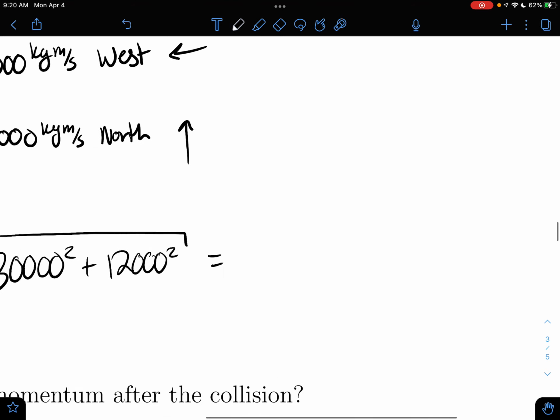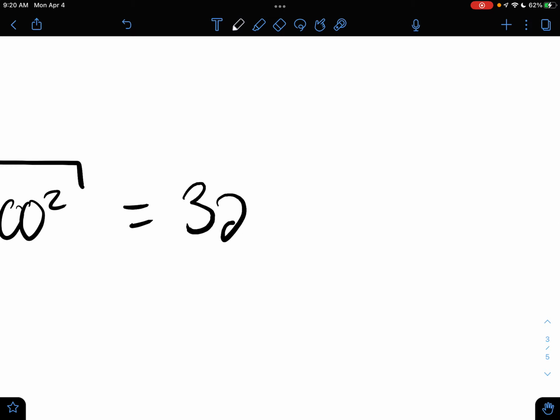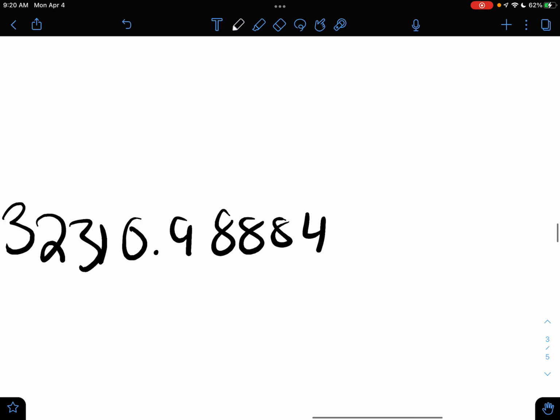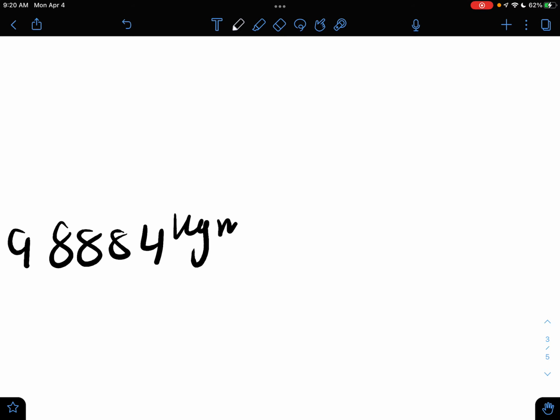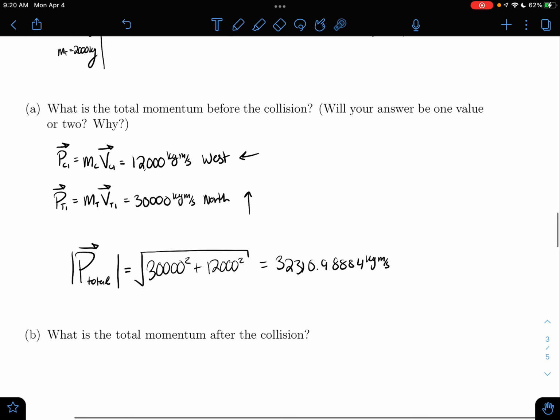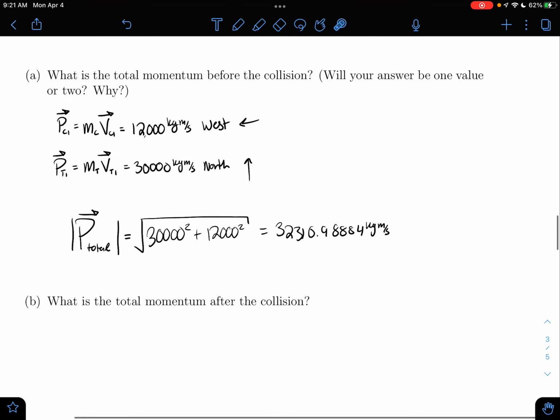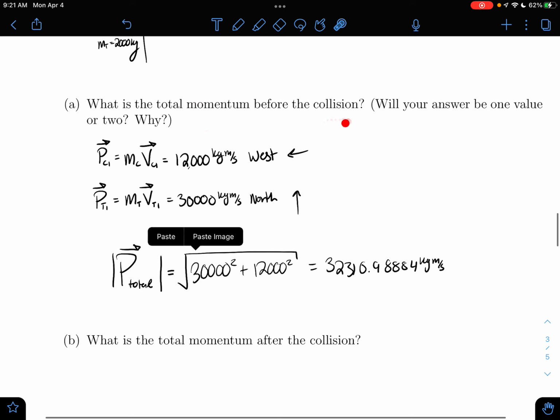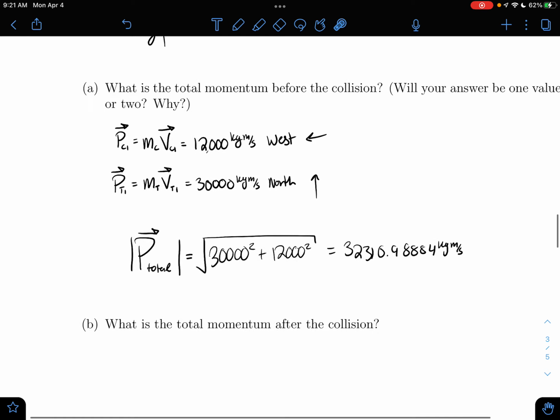All right, and that's going to give us 32310.98884 kilograms meters per second. Okay, roughly that is the magnitude of our momentum. But again, our answer, it's asking for our total momentum. This is not our answer just yet. This is the magnitude of our momentum vector, but we still need a direction.